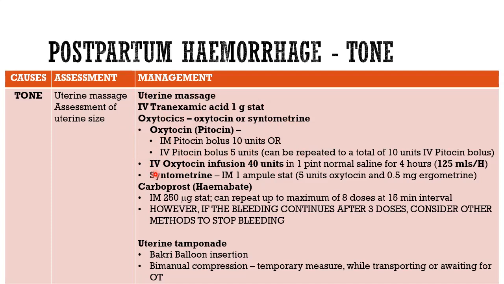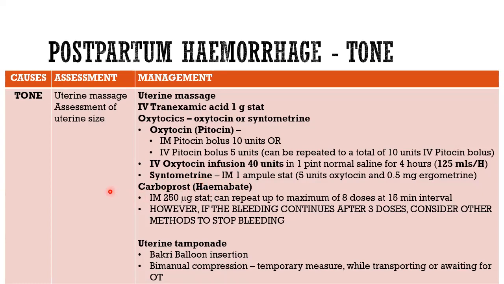Okay, then you also commonly see IV PIT 40. So this is oxytocin 40 unit in 1 pint normal saline. Then you run at 125 mL per hour. Or you can also give another Syntometrine, a repeated dose. So the first dose is given for active third stage management when the fetal shoulder is delivered. But if let's say she has PPH, you can repeat another dose. But the contraindication for Syntometrine is heart disease or hypertension.